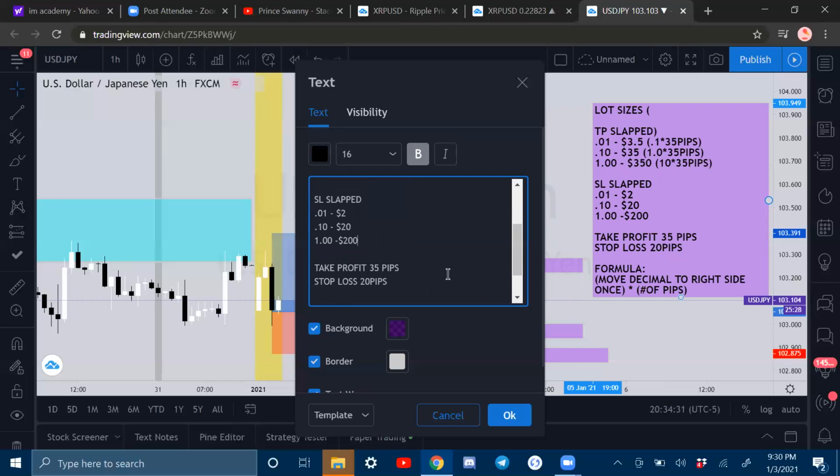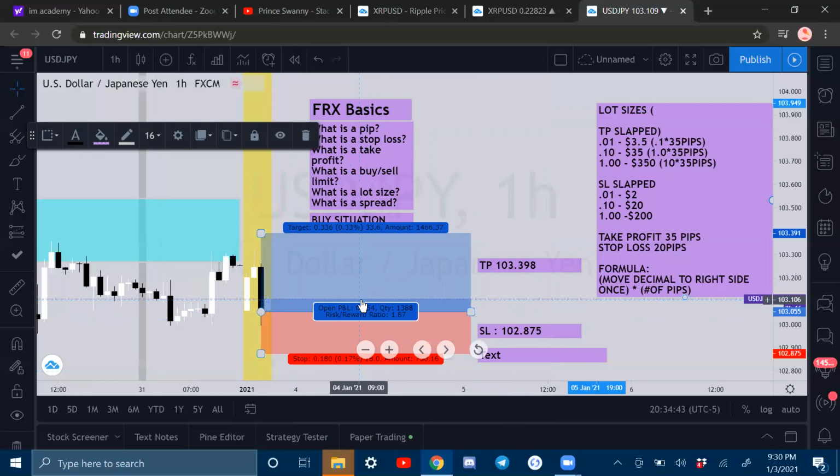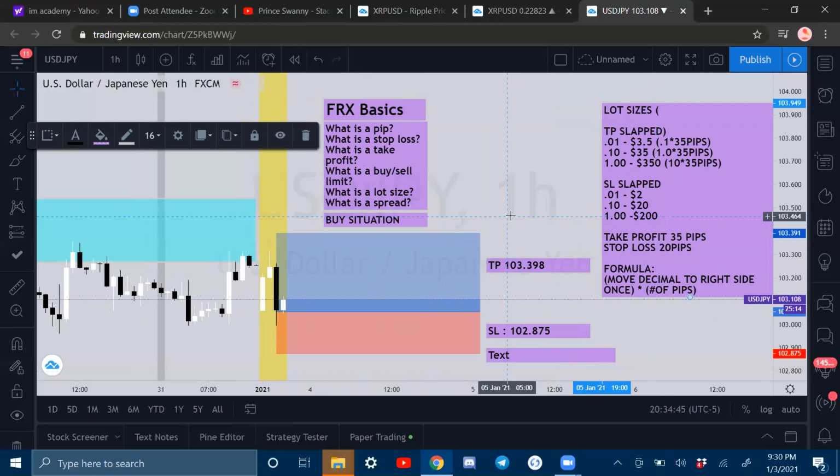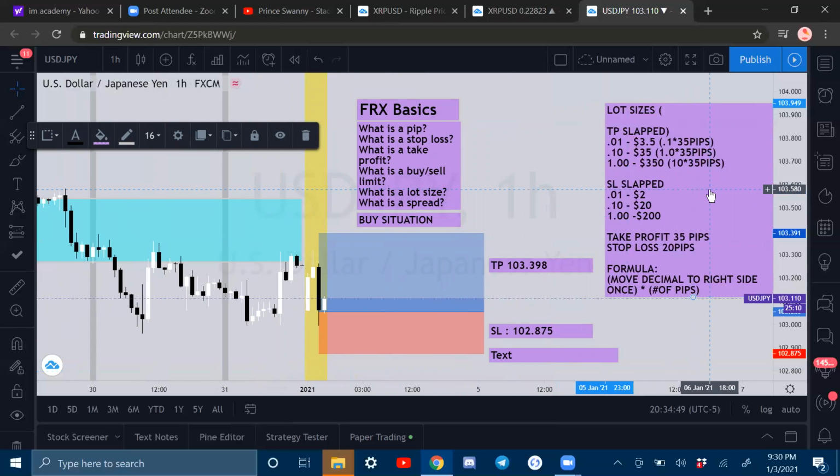So like I said, we usually take bigger R to Rs, like 4 to 1, 3 to 1, 5 to 1, 6 to 1, 7 to 1. This is just a small trade I just looked at real quick, 2 to 1. So that's the lot sizes.